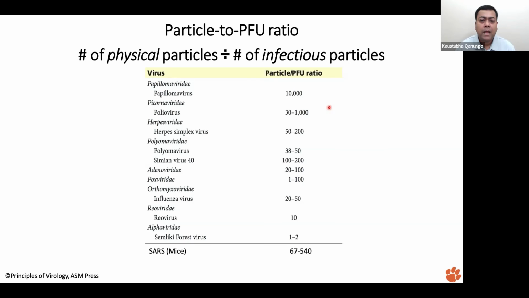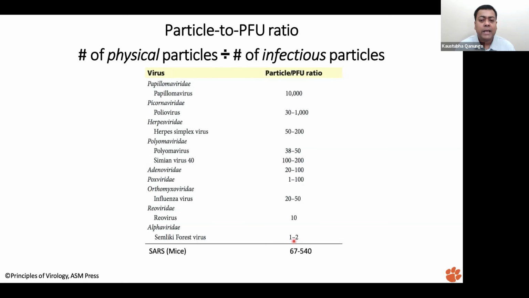So this is just establishing the point of how it varies among the viruses. That concept is the important one. For some of them, you can see that it is very, very large. On the other hand, this is an alphavirus, Semliki Forest virus, where the particle to PFU ratio is almost 1. You cannot have a particle to PFU ratio less than 1. That is the lowest number possible.